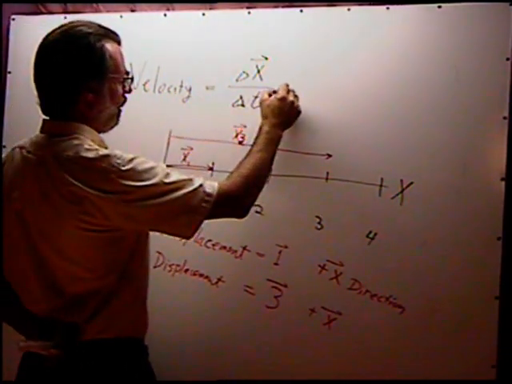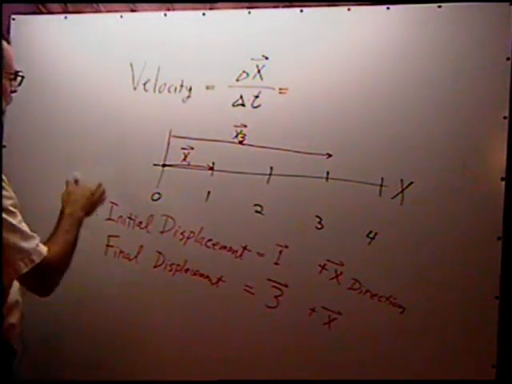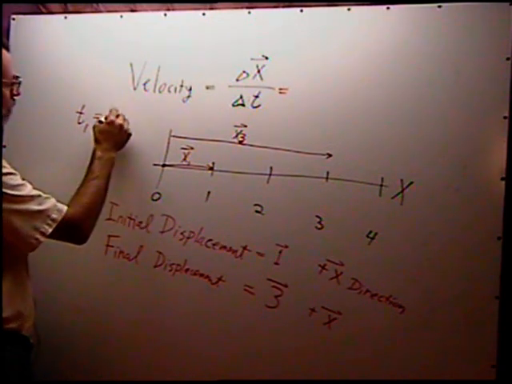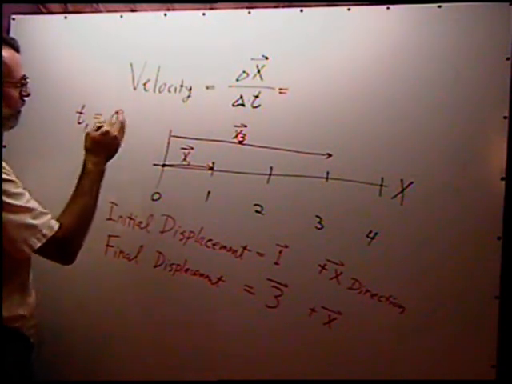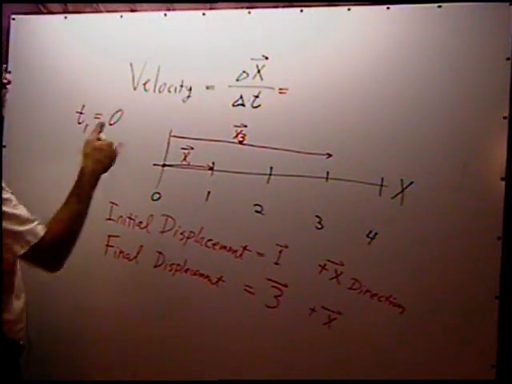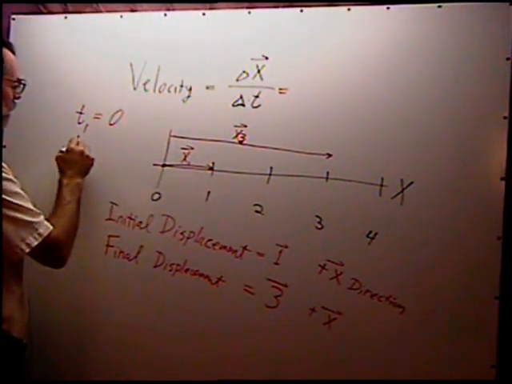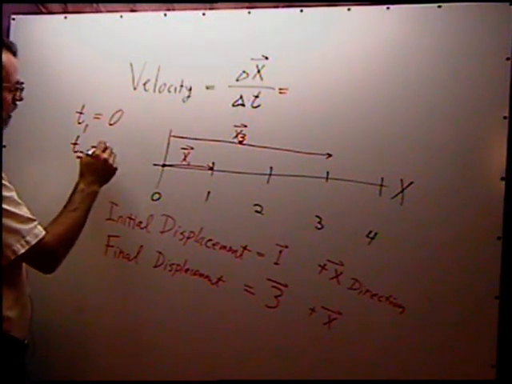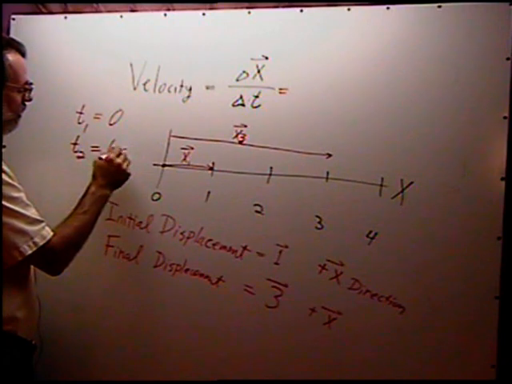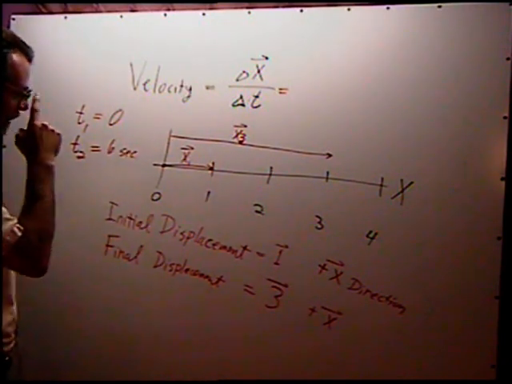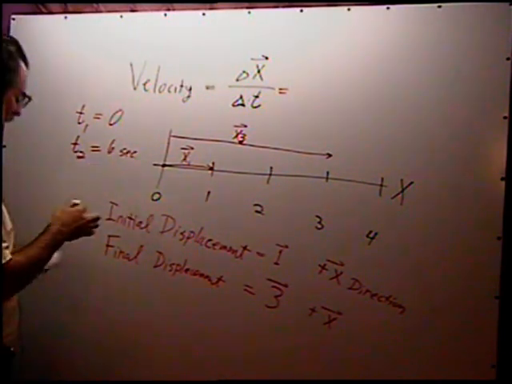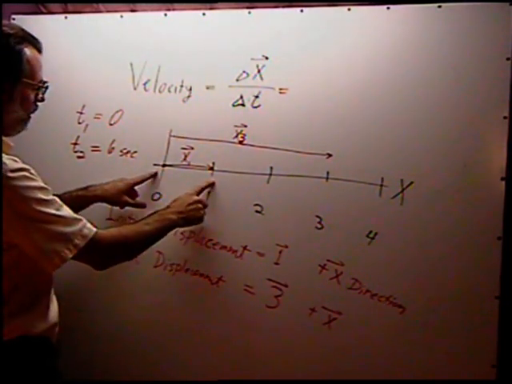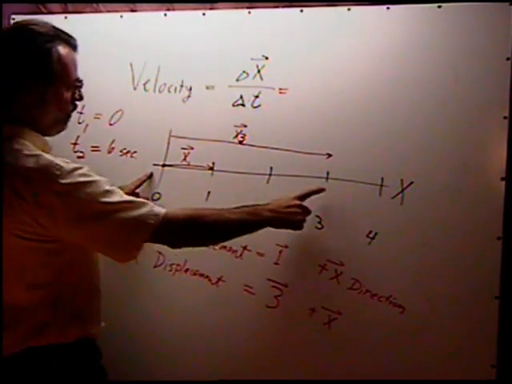Okay, and let's say that my initial time is 0. I'm going to start the clock at t equals 0, and I'm going to stop the clock at, let's say, 6 seconds. So when I start the clock, the initial displacement is right here. When I stop the clock, the final displacement is right here.